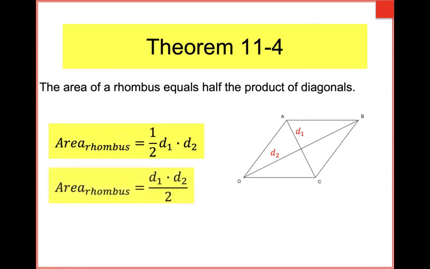Type it into a calculator once again. Most people do D1 times D2 divided by 2. Diagonals are, remember, the distance between any two non-consecutive or opposite vertices.